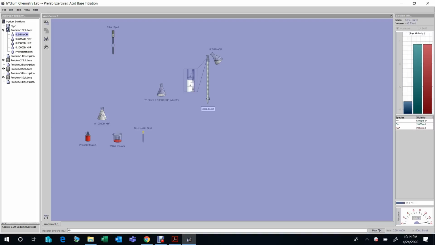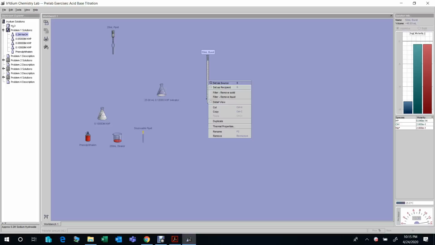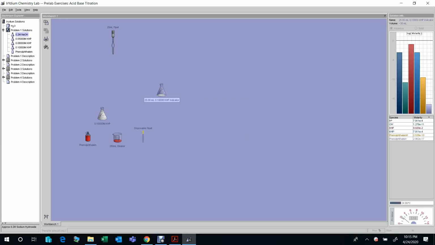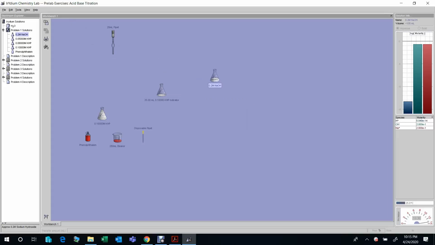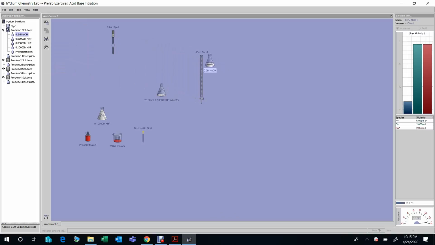Okay, we pour. Oh, there's one thing I need to tell you. Let me go back. So we remove this one, and we also remove this one, and then we put sodium hydroxide again, and then we put a burette. Okay. So we do the titration.